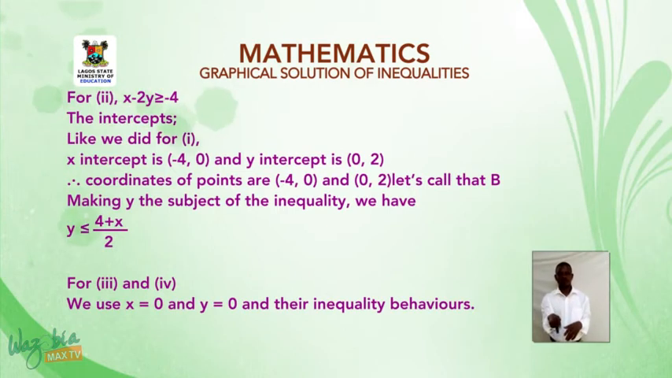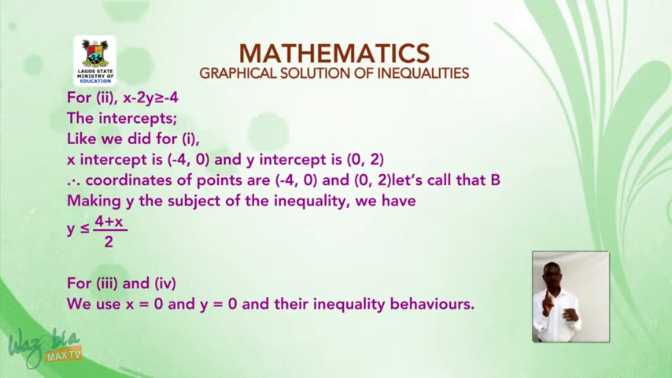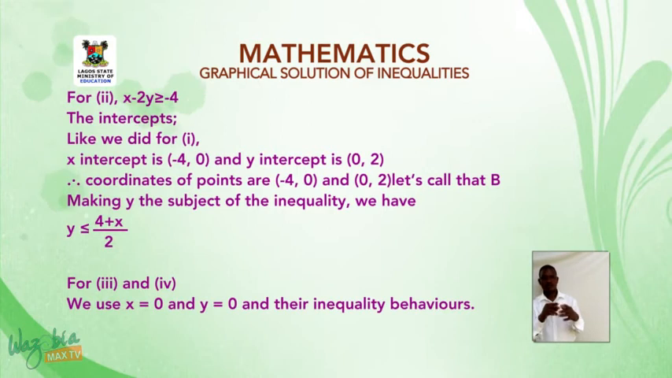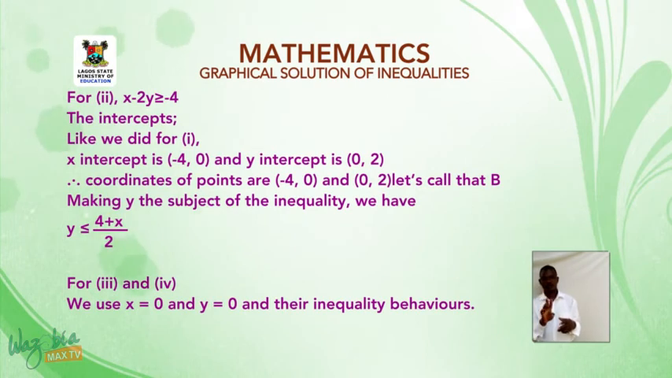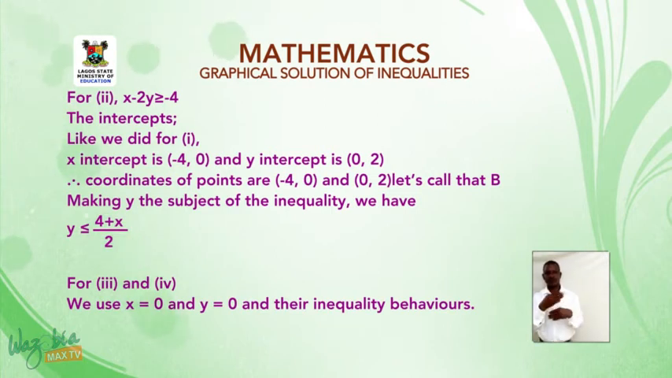Let's call that capital B. Making y the subject of the inequality, we have y less than or equal to 4 plus x, all divided by 2. For Roman figure 3 and Roman figure 4, we use x equal to 0 and y equals to 0 and their inequality behaviors. Meet you after the timeout for the graph.